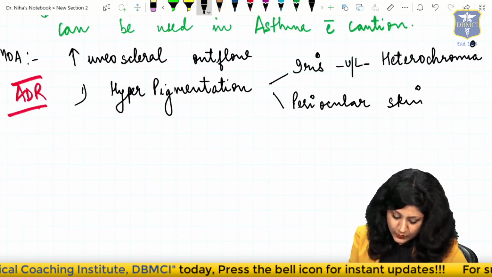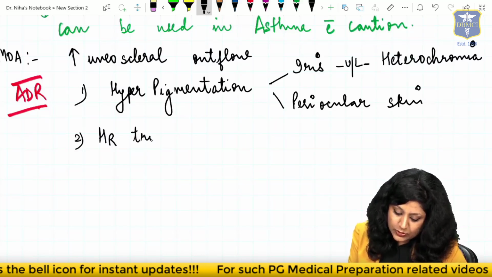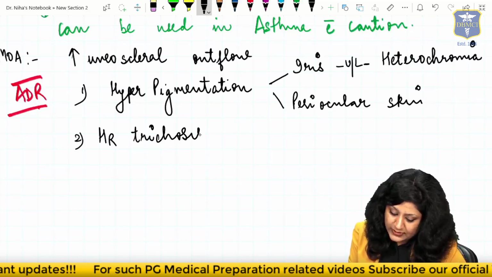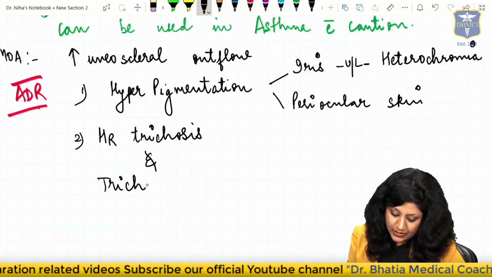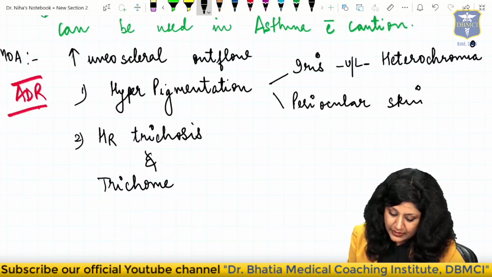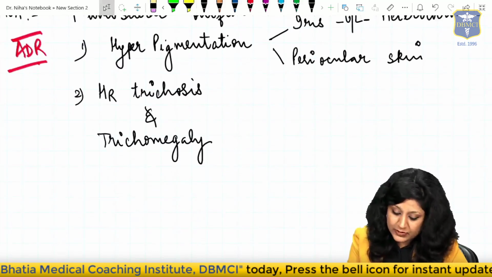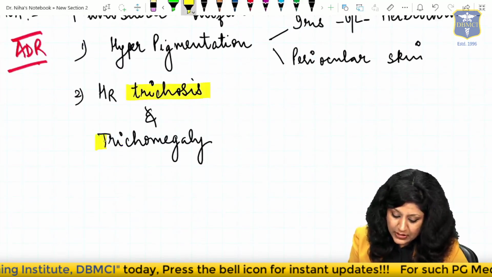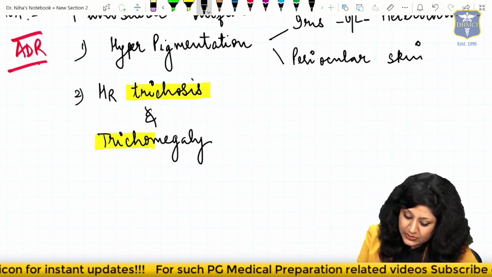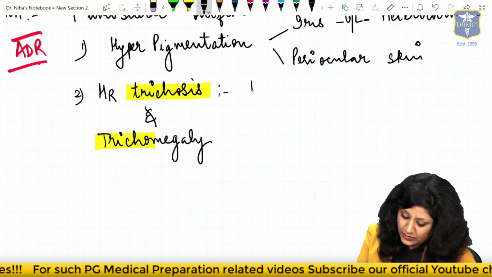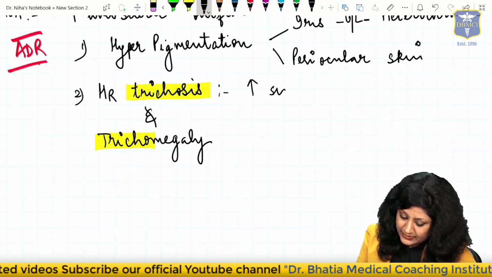Then coming to the next one, the second important thing is the hypertrichosis. It is also causing hypertrichosis and trichomegaly. Now let us see what is the meaning of this hypertrichosis and trichomegaly. First of all, do you know the meaning of trichosis? The tricho word means eyelashes. Okay. So hypertrichosis means what? We have the elongation, that is increased size.